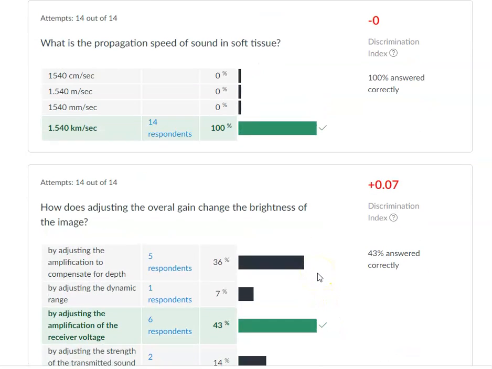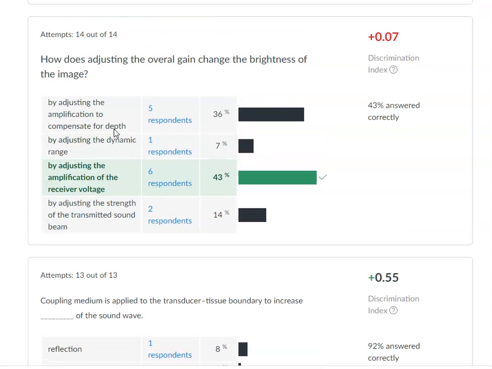Next question. What is the propagation speed in soft tissue? Please, everybody know this one. 1540 meters per second, which can be converted to 1.54 kilometers per second, or can be converted to 1.54 millimeters per microsecond. So there's a lot of conversions you can do with that one. I'm glad to see everybody got it correct. Next question. How does adjusting the overall gain change the brightness of the image? Give it more gain. You're adjusting the amplification of the receiver voltage, and it makes the image brighter.